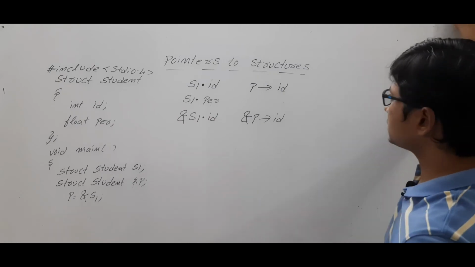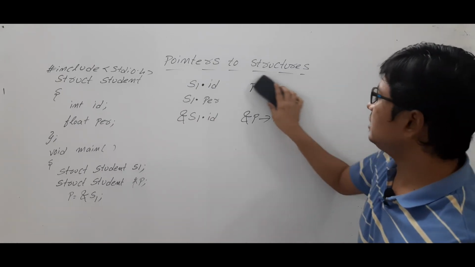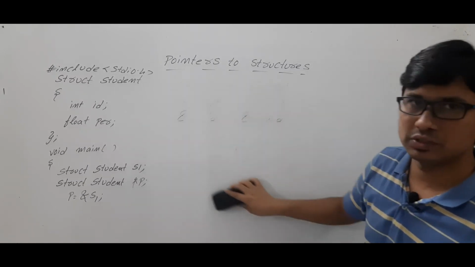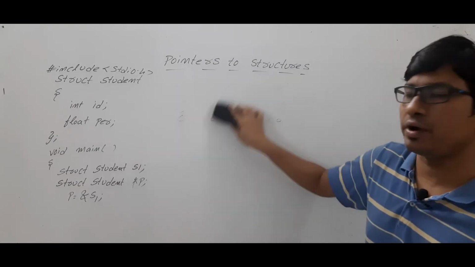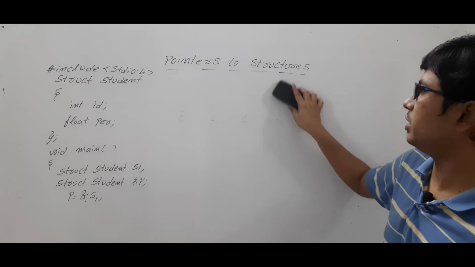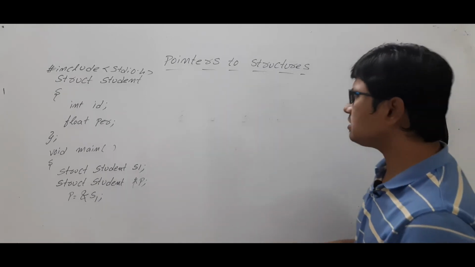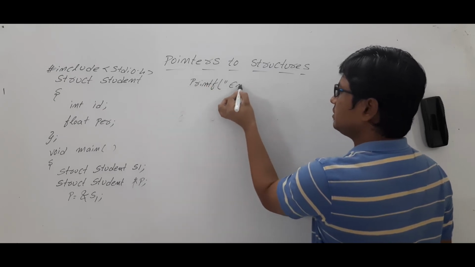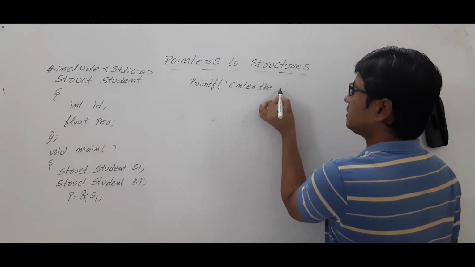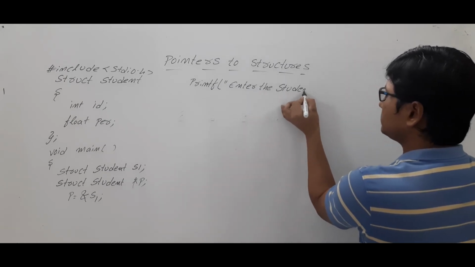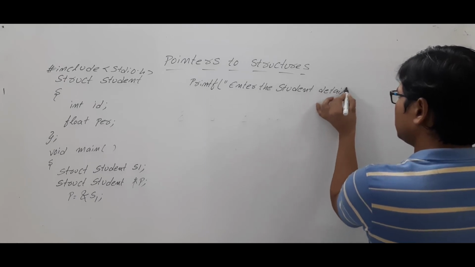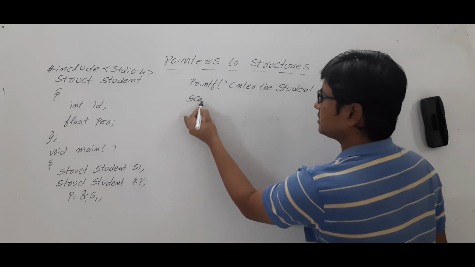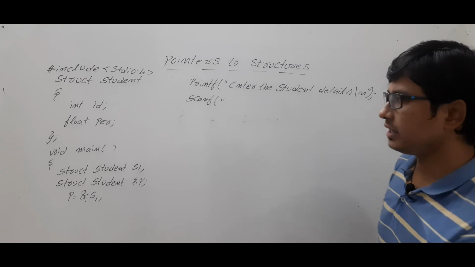So now, we already know how to read the values using the dot operator, and now I want to read the values from the user using the scanf function and using the pointer p. Now I will discuss this point. Please listen carefully. I will ask the user to enter the student details. So I will use the printf function to display the string "enter the student detail\n", and then I will use a scanf function.